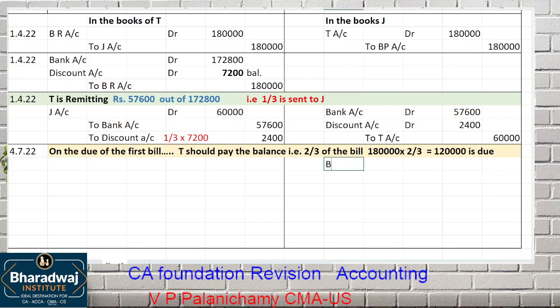What is the entry I'll pass? Bills receivable account debit to which account? T account. 2,52,000. What is the entry you'll pass? Your side is bills payable. J account debit to which account? Bills payable account.